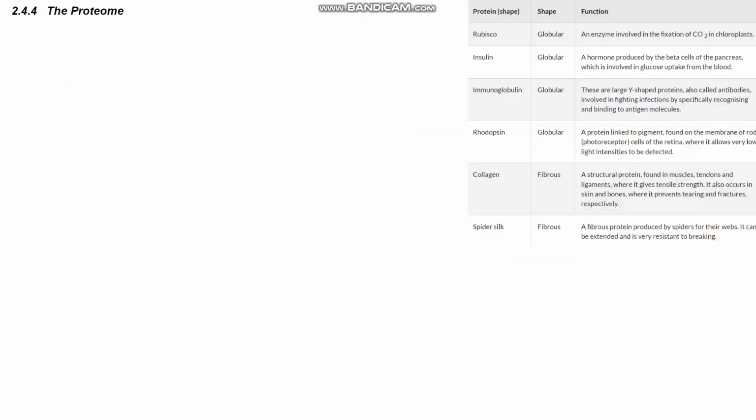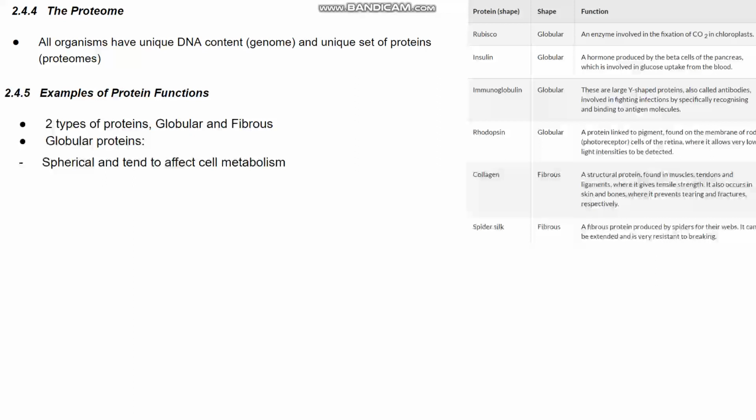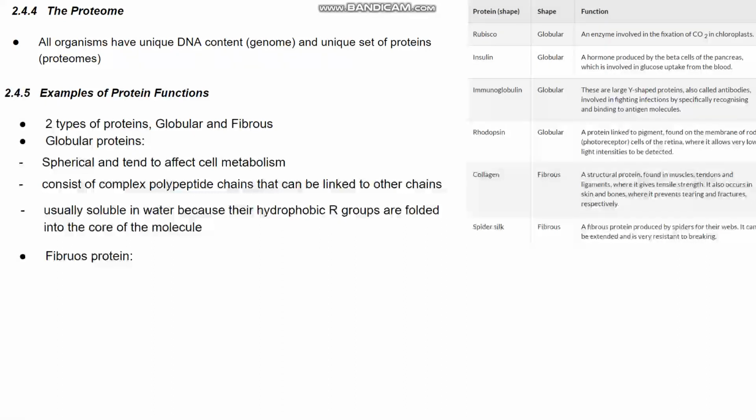The next slide, I'm going to be talking about the proteome. All organisms have unique DNA content, the genome, and a unique set of proteins, the proteome. Next are examples of protein functions. There are two types of proteins, which are globular and fibrous.